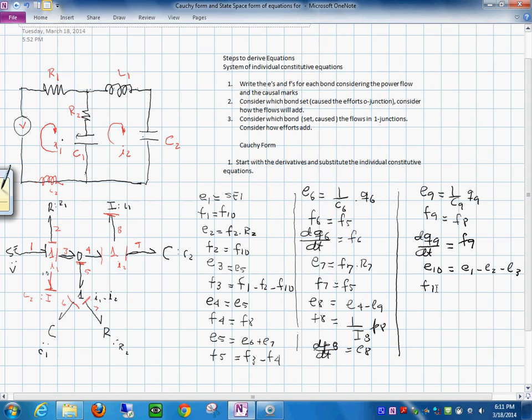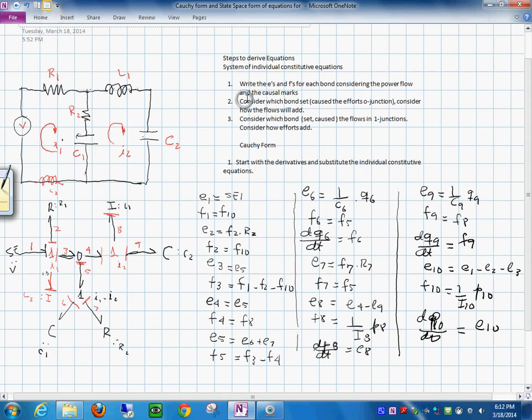And F sub 10 is 1 over I sub 10 P sub 10. And then the P sub 10 dt is equal to E sub 10. So those are all the individual equations that we would ever need.